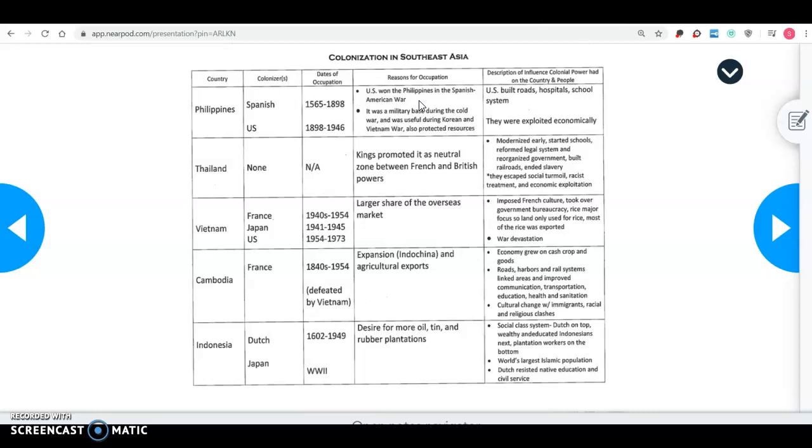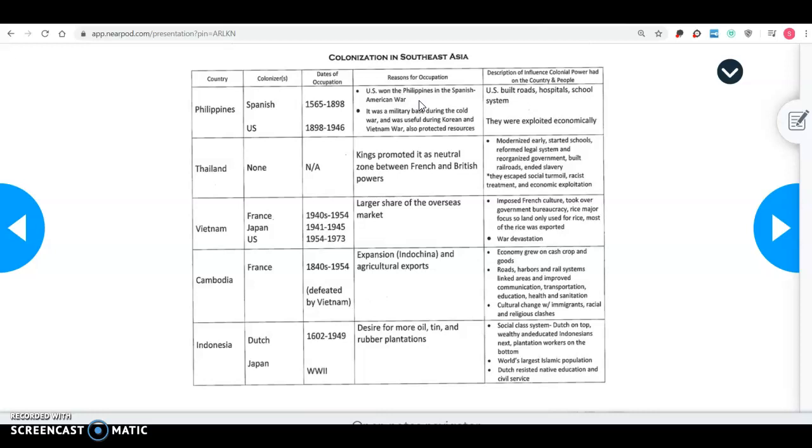Moving on to the next country, you have Thailand. They were the only country not colonized. They were independent. So their kings promoted their area as a neutral zone between the French and British powers. So they are what we consider a buffer zone. So they're kind of like in between these two rival powers.